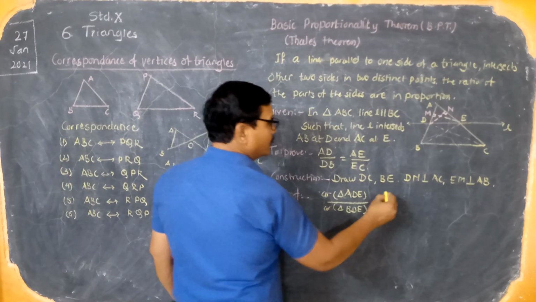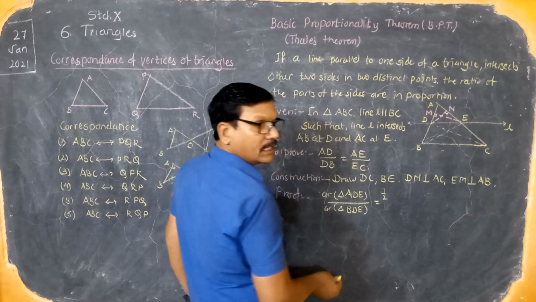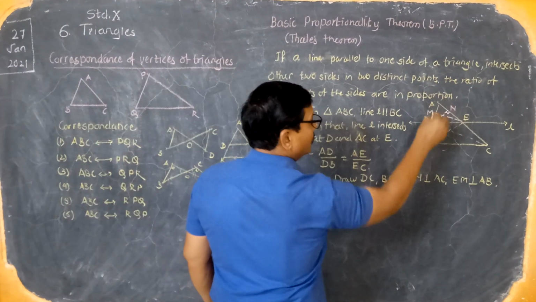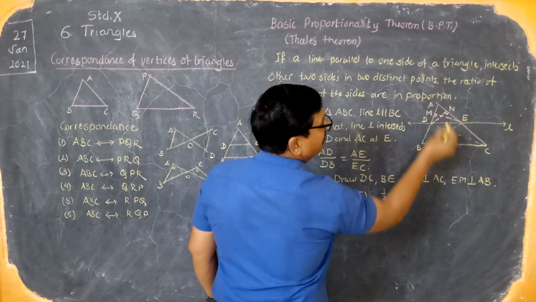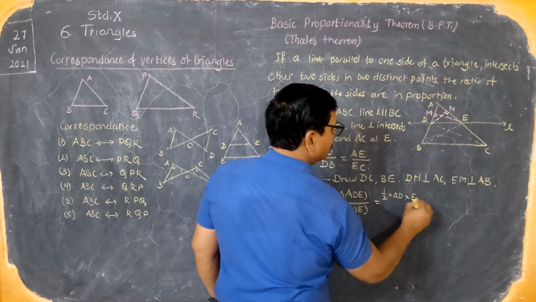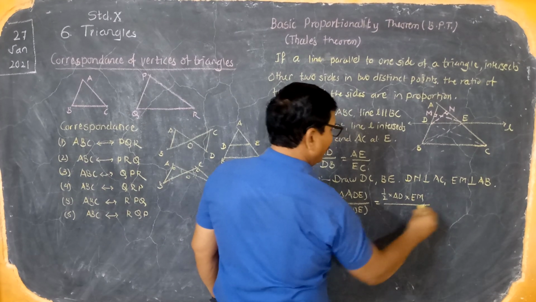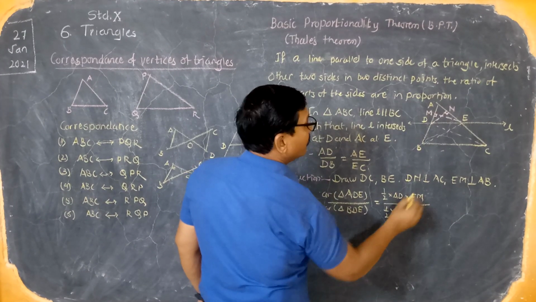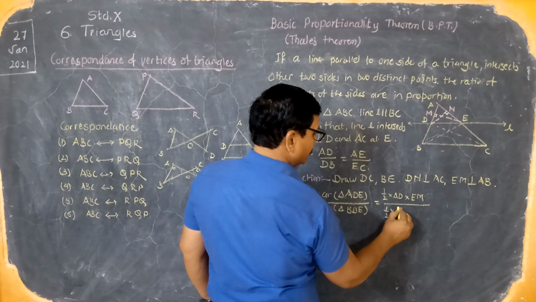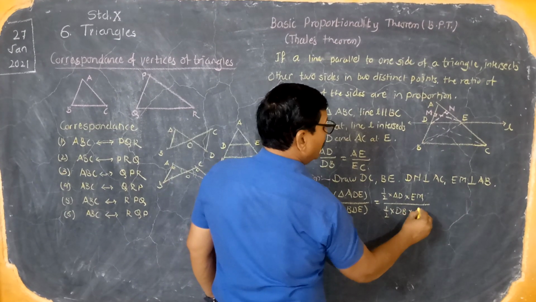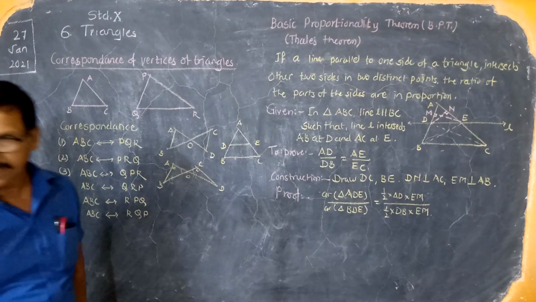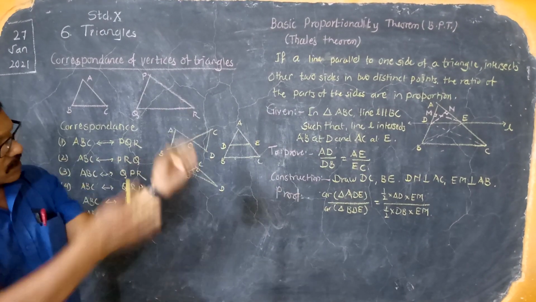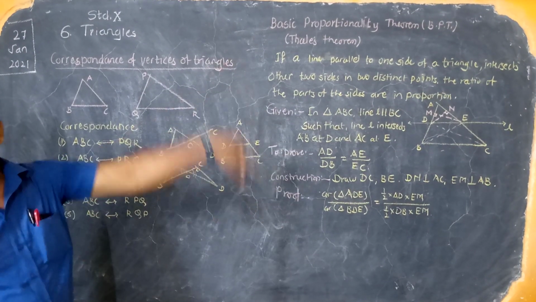Now in case of these two triangles, let's take 1/2 into base into height. 1/2 into AD into the height is EM, divided by 1/2 into BD or DB into the height is again EM. We take base on this line, AB line.